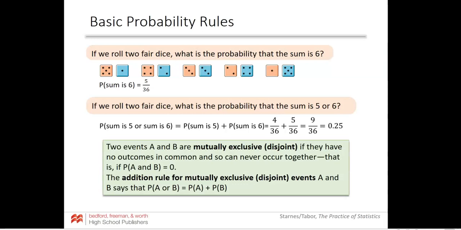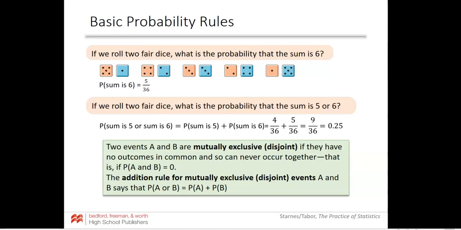Two events, A and B, are mutually exclusive, or disjoint, if they have no outcomes in common, so they cannot occur together. The probability of A and B both occurring is 0. Let's try that with 5 and 6. What's the probability of rolling a 5 and a 6 with one die? That's impossible.